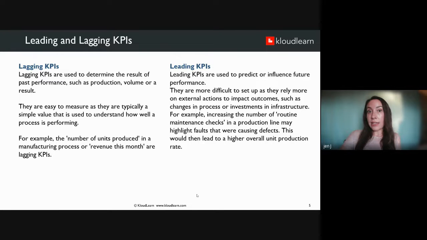Leading KPIs, on the other hand, are used to predict or influence future performance. They are more difficult to set up as they rely more on external actions to impact outcomes, such as changes in process or investments in infrastructure. For example, increasing the number of routine maintenance checks in a production line may highlight faults that were causing defects. This would then lead to a higher overall unit production rate.